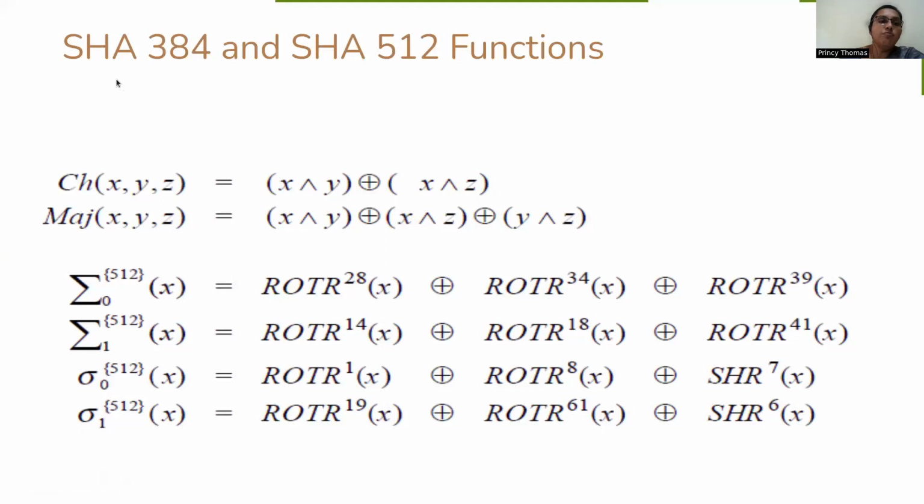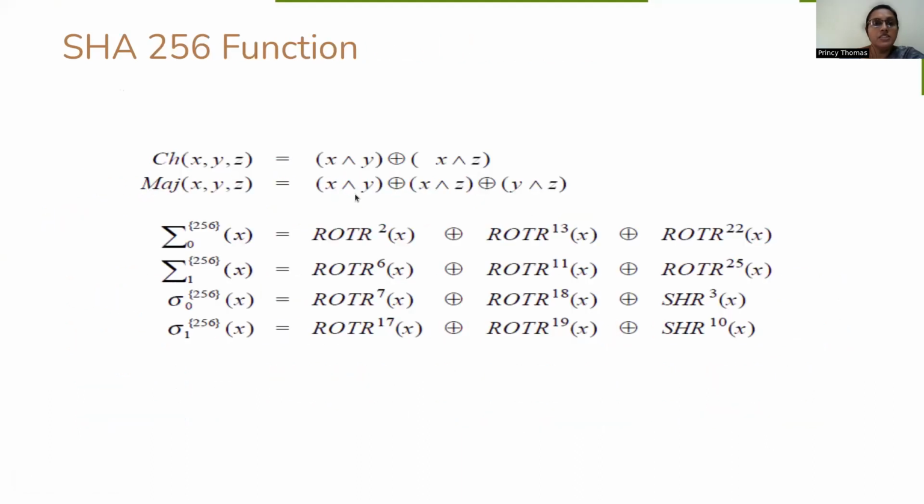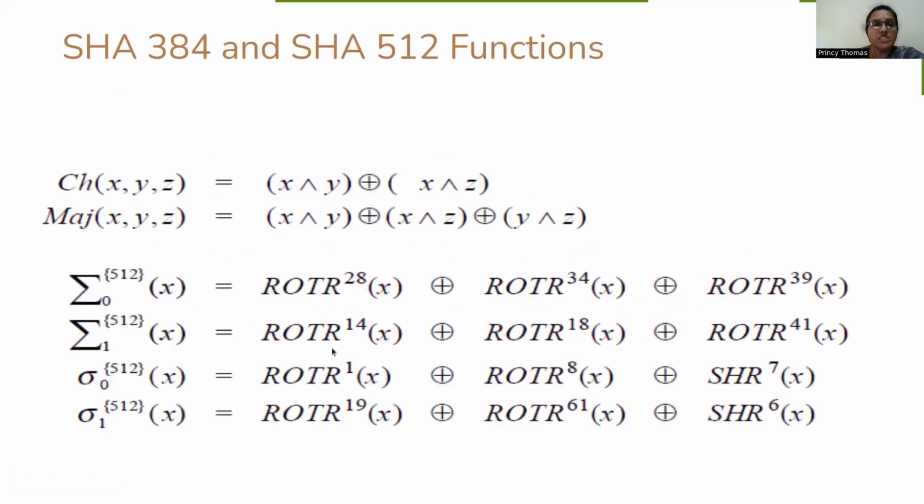Okay, in the case of both SHA-384 and 512, the CH and the majority functions are exactly the same, but the summation and the sigma functions are different. So this is the only difference over here. These functions are different from the particular functions in SHA-256.